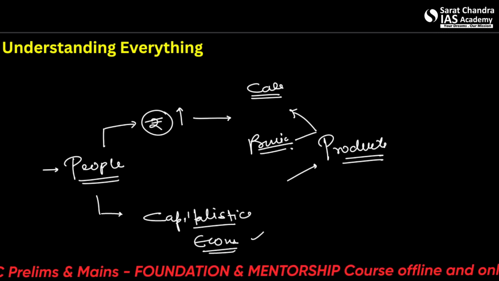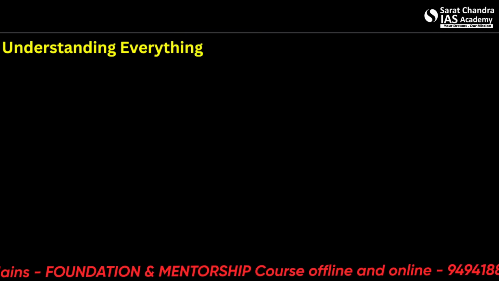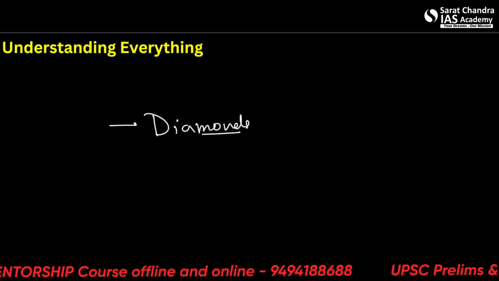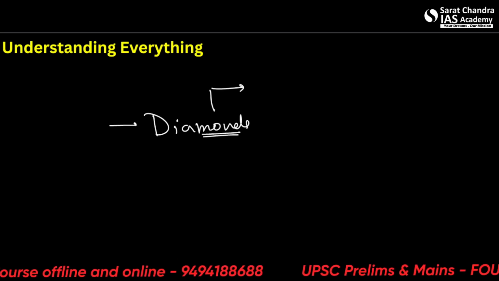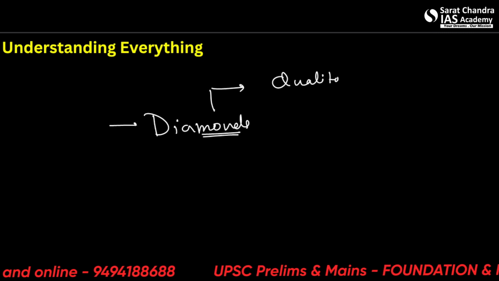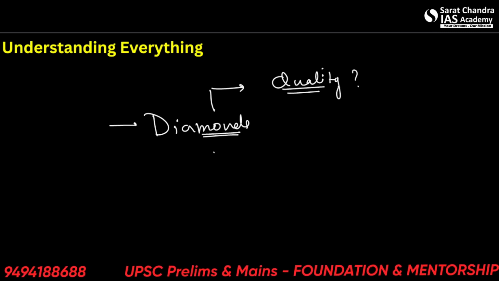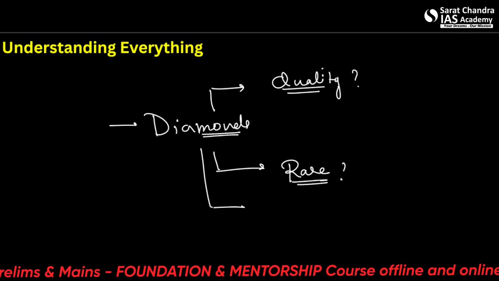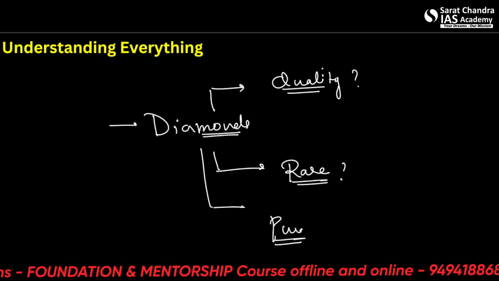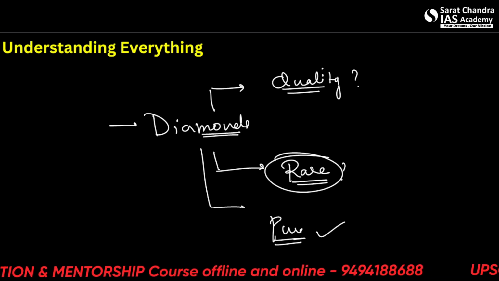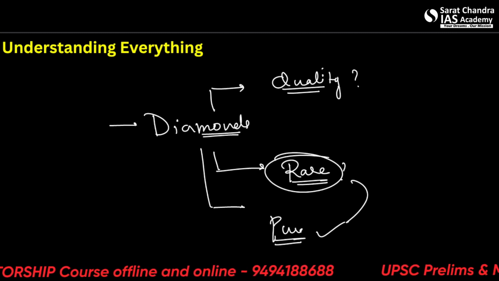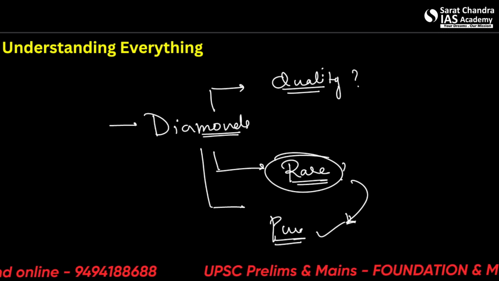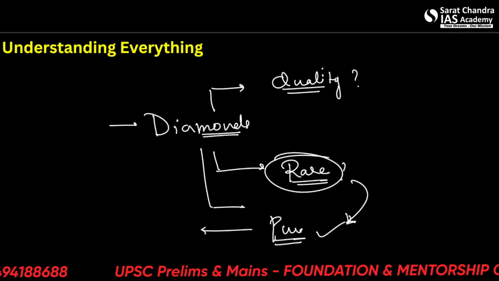Let's take an example of diamonds. What is the quality in a diamond? Why is it so expensive? Is it rare? Is it because so many people want to purchase it? The reality is that diamonds are not really rare. They are in abundance, but there is no dearth of people wanting to purchase them. That's why the prices keep on going higher and higher, and so it is with other luxurious commodities.